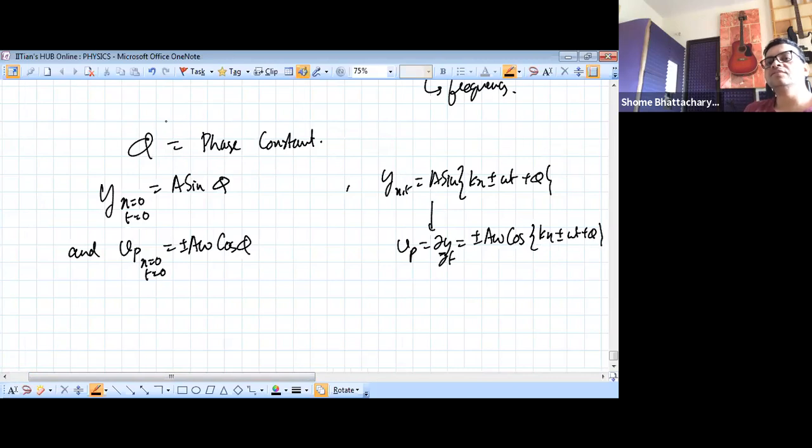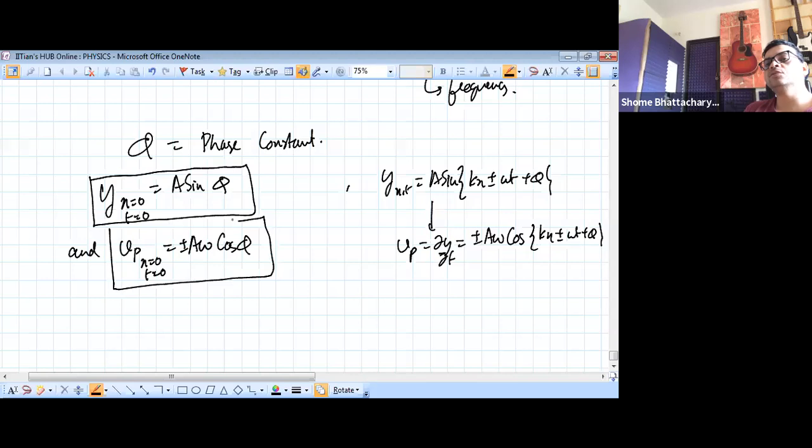So that is the significance of the phase constant, that y at x equal to 0, t equal to 0 is given by a sin phi, and particle velocity at x equal to 0, t equal to 0 is given by plus or minus of a omega cos phi, depending on whether this sign is plus or minus. So just like in SHM, the significance of the phase constant is to do with initial position x naught and the initial velocity v naught. So here also the significance of the phase constant or initial phase is to do with that.